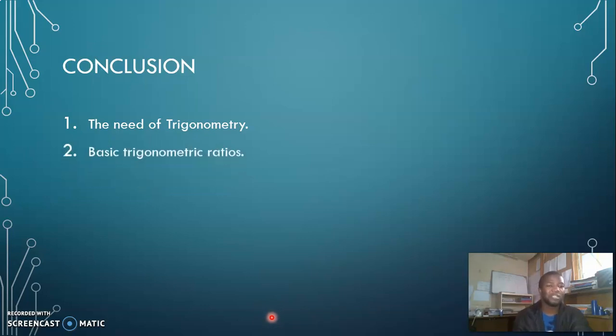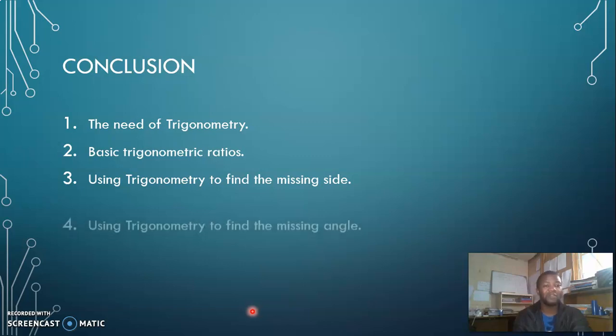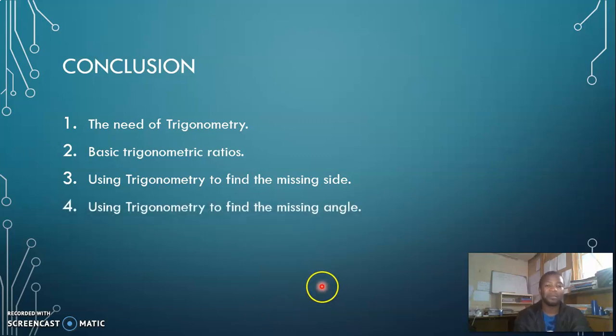And then basic trigonometric ratios, we did them. It's cos, sine, and tan that we're going to use for the purposes of this course. And then using trigonometry to find the missing side, we did that, and we were able to do it successfully. And then lastly, using trigonometry to find the missing angle, we did that successfully.